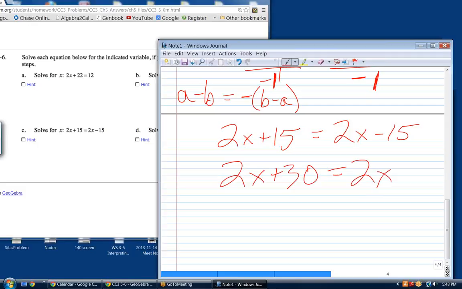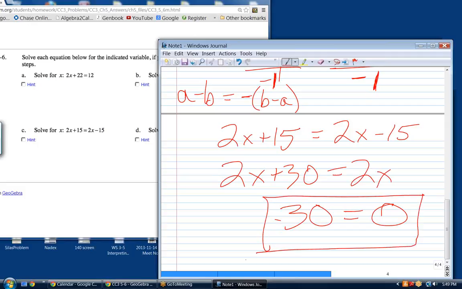This is a trick question. Whenever you see the same variable on both sides and it's not being multiplied by anything, it's just being added or subtracted to stuff, like this 2x is, I can subtract 2x from both sides, right? What does that leave? 30. Leaves 30 equals 0. Whenever you get this kind of an answer, that tells you there is no solution to this problem. There is no value of x that makes this true.